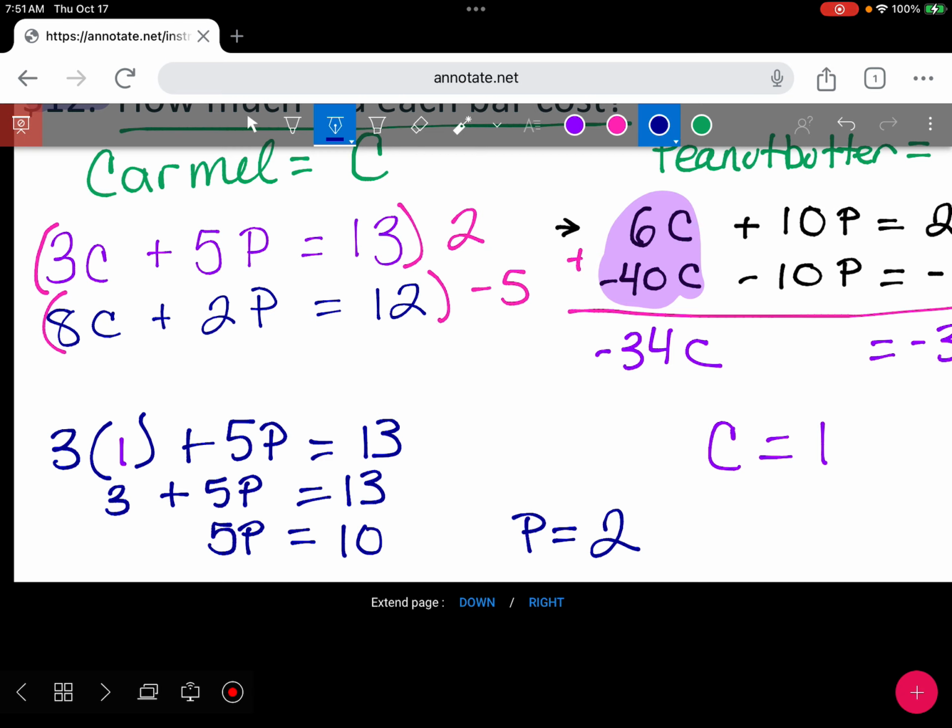So how do you know which one to go first? It doesn't matter. On things like this, it's not going to be an ordered pair because we picked our own letters. So the caramel bar is $1, the peanut butter bar is $2. If we're picking the variables, we do not have to put it as an ordered pair. It's when I give you the equations with the x and y that we put them as an ordered pair. Good question.